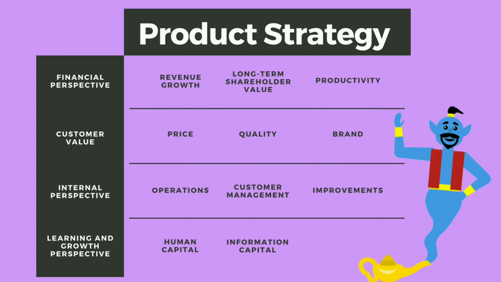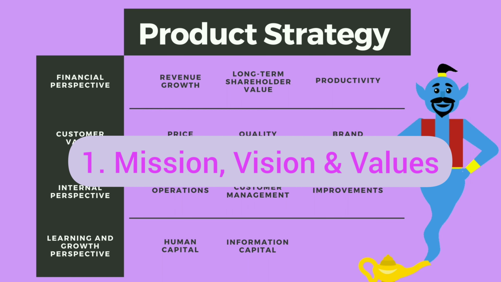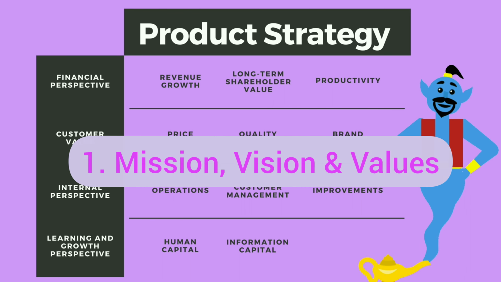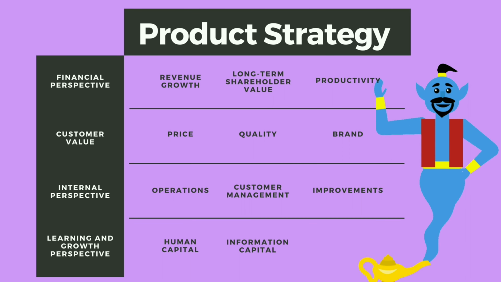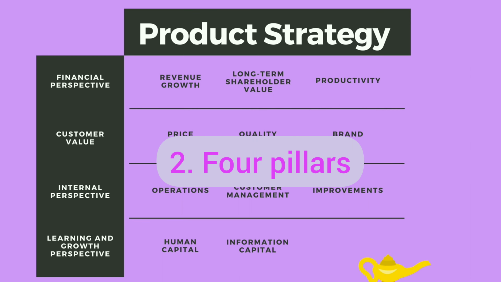Let's now look at a product strategy. This is a bird's eye view of a product strategy map. The first step is to define the mission, vision, and values for your company. That's essentially the direction to the North Star for your company. Step 2 is to define these 4 pillars.